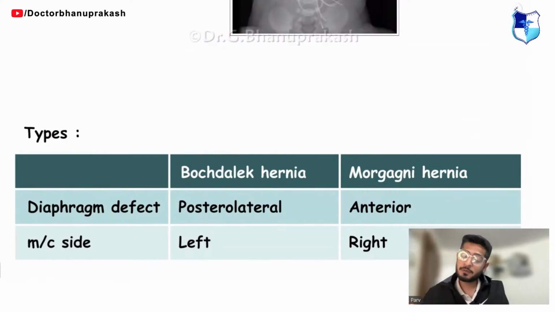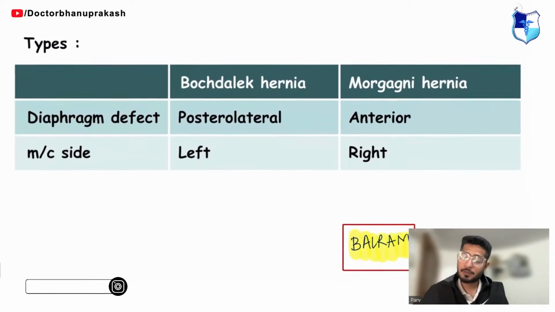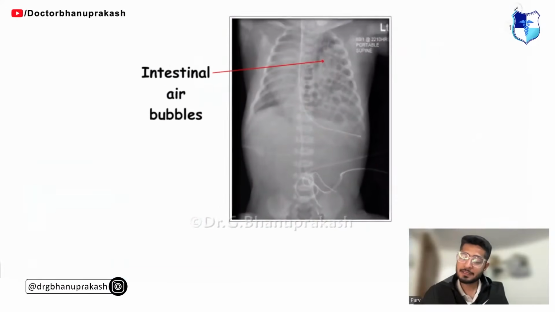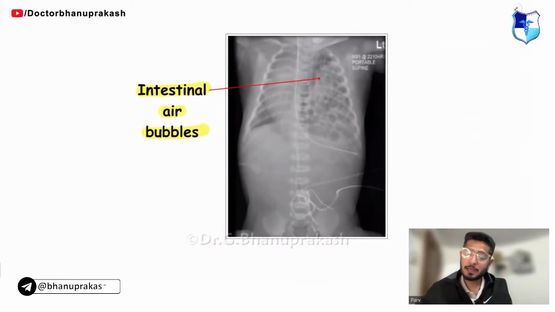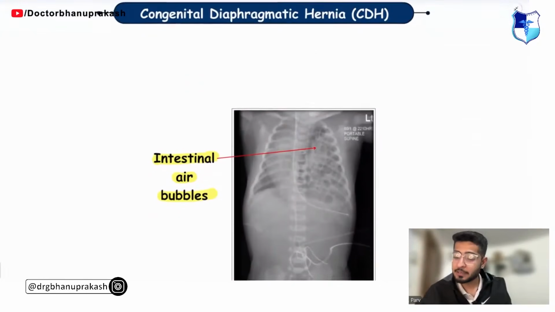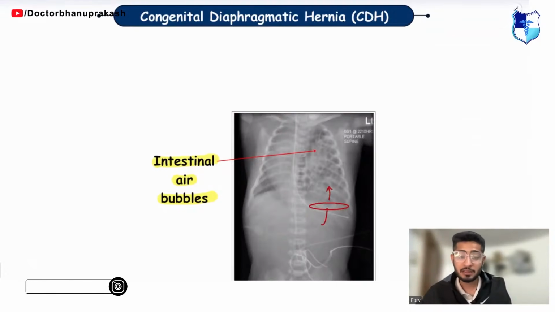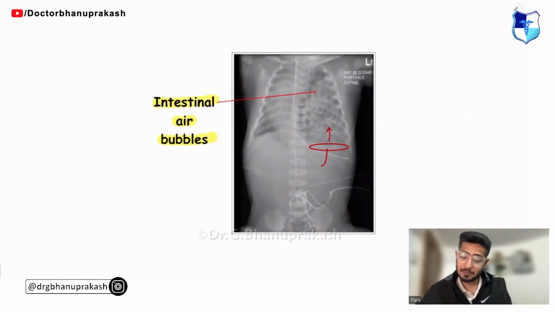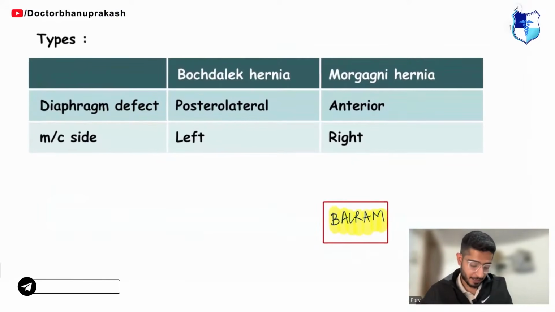Very simple, very easy to understand. This is my mnemonic to teach you. Okay children, quickly see here, intestinal air bubbles. Can you see? Why are there air bubbles in the chest? The diagnosis is congenital diaphragmatic hernia. That means there was a gap in the diaphragm, so the loops of intestine have entered the thoracic cavity. That is called congenital diaphragmatic hernia.